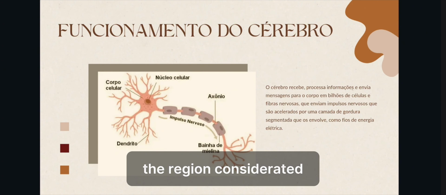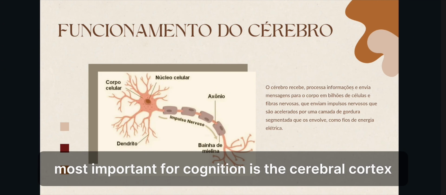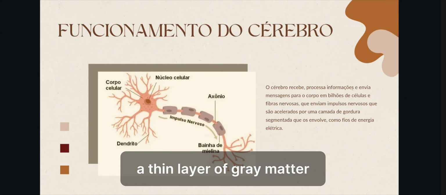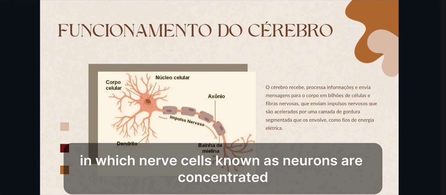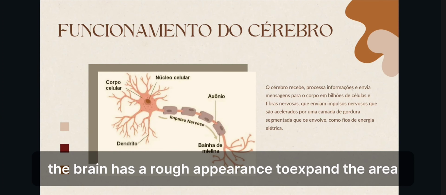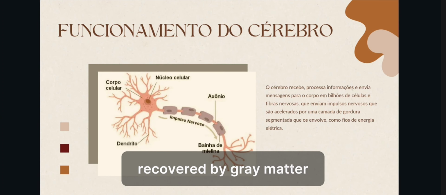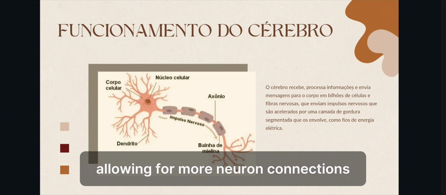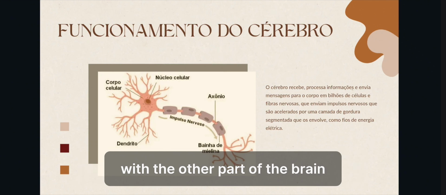The region considered most important for cognition is the cerebral cortex, a thin layer of gray matter on the surface of the brain in which nerve cells known as neurons are concentrated, and therefore has a darker color, and is also called gray mass. The brain has a rough appearance to expand the area covered by gray matter, allowing for more narrow connections with the other parts of the brain.